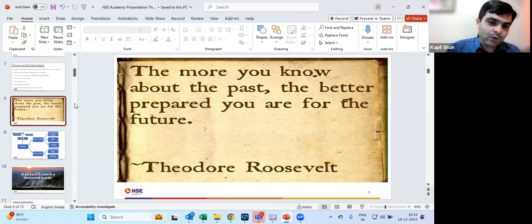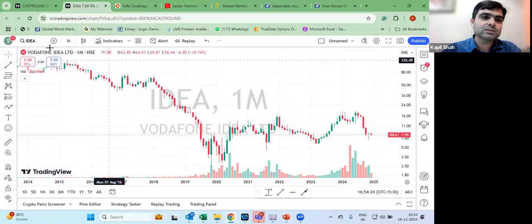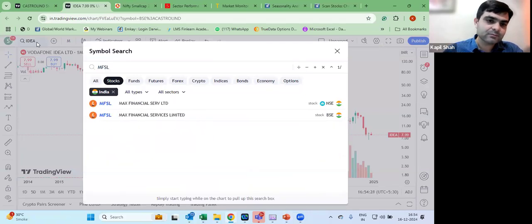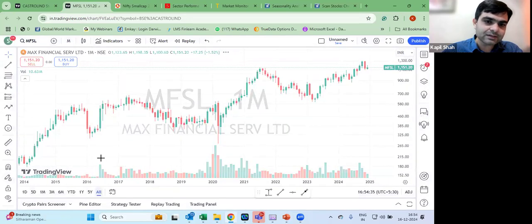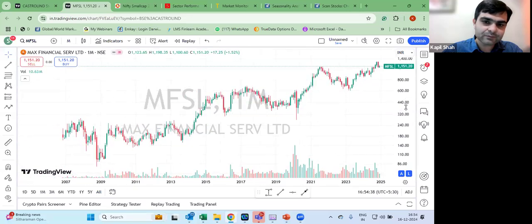To identify the entry point, what I normally do is, in the history, whenever any kind of fall happened, I pay attention to by what percentage the price has fallen. Let's have an example on this. Let's say I open one chart, MFSL, Max Financial Services Limited. It is an insurance company, right? And this is the monthly data that I'm having.